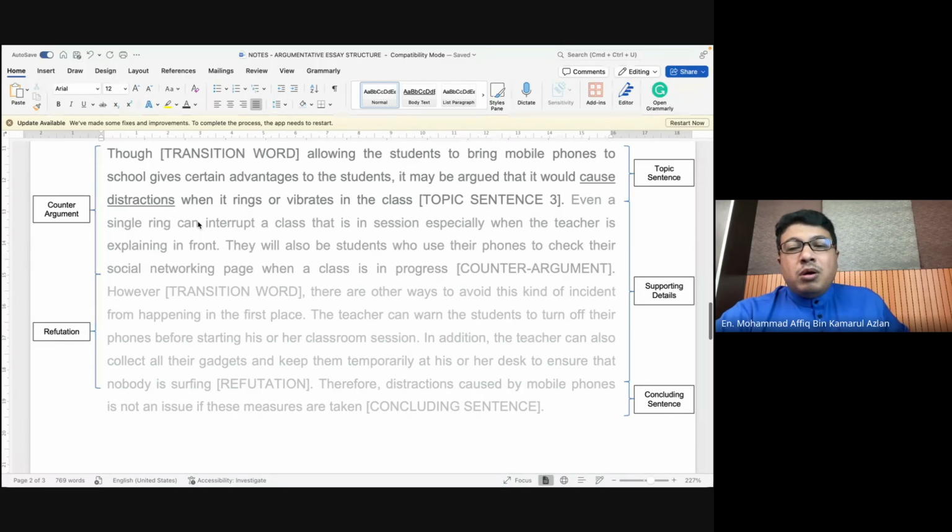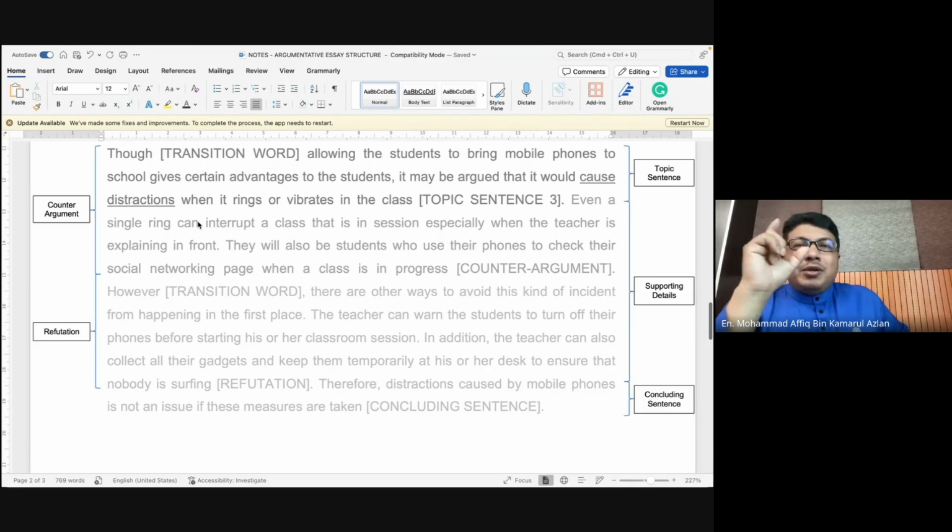The teacher can warn the students to turn off their phones before starting the lessons in the class, or before class, collect all the phones, and after finishing the class, then give them back to the students. So although you have the disagreement, the counter argument, the negative point, you refute the negative point. So this is like a debate. You give one point, people counter your point and then you refute the point again. If you can understand what I'm trying to say.